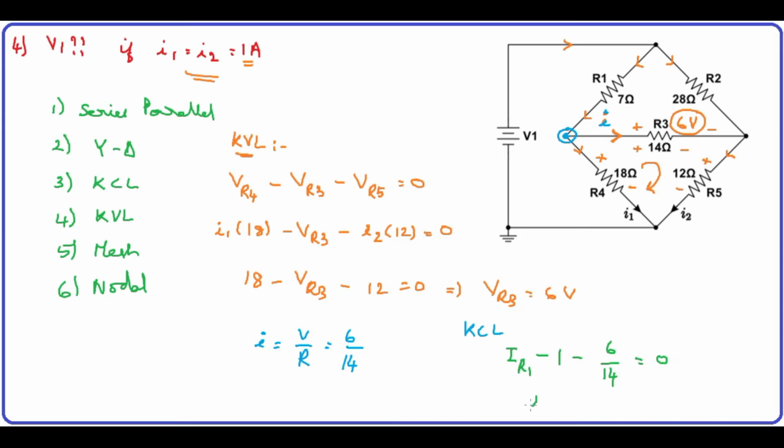Now it's very simple for me. IR1 is equal to, should be going to the other side, 14, is equal to 20 divided by 14. This is the current. As we know, the current is flowing in this way, so the direction should be like this, and the current is 20 by 14. It has been declared.